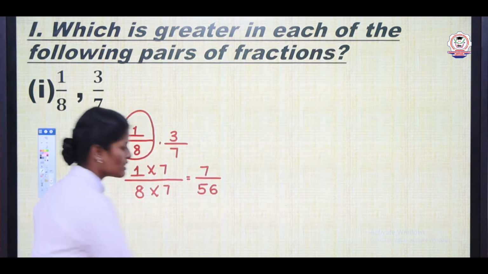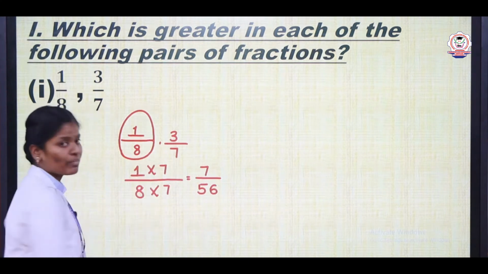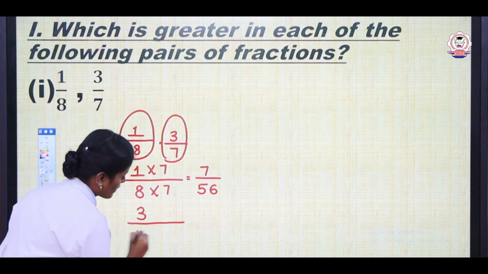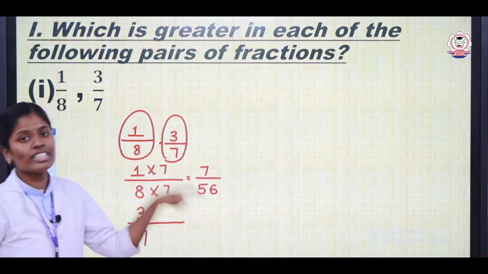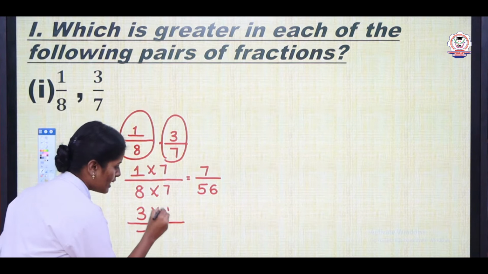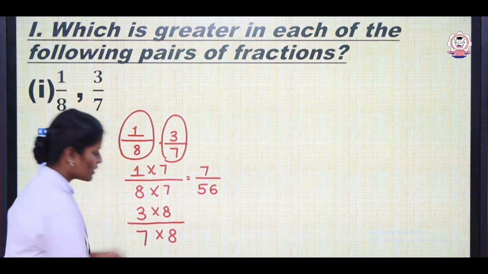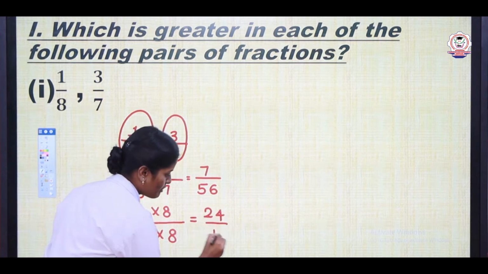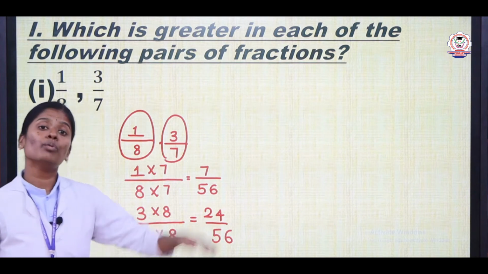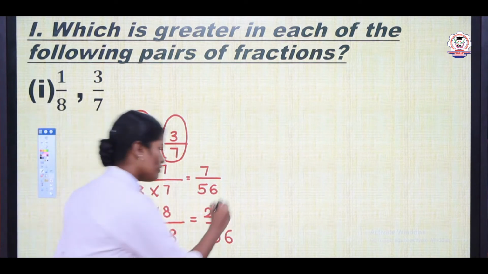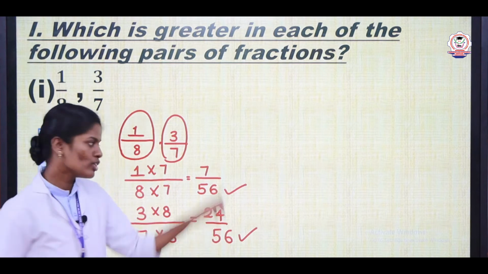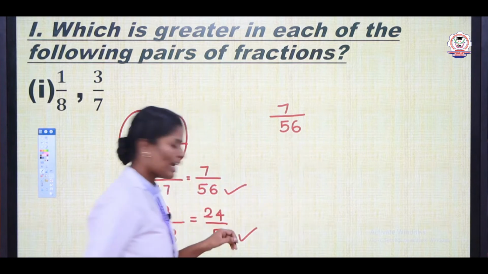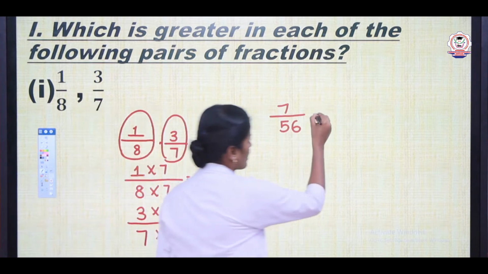Right, here 56. Next we will take 3 by 7, the second fraction. Here the first fraction's opposite denominator value is 8. So take 8. 3 8s are 24. Again 7 8s are 56. So listen children, here we got the same denominator value, 56 and 56. So take 7 by 56, and next 24 by 56.